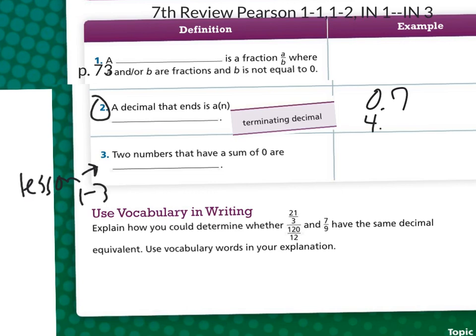You could have a whole number part, like 4 and 139 thousandths. That would be a terminating decimal as well.